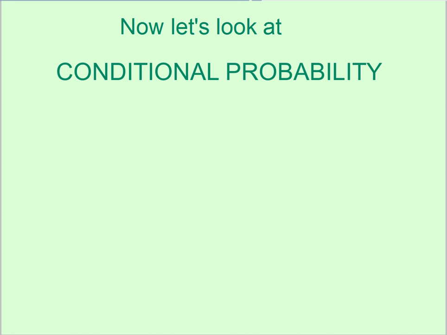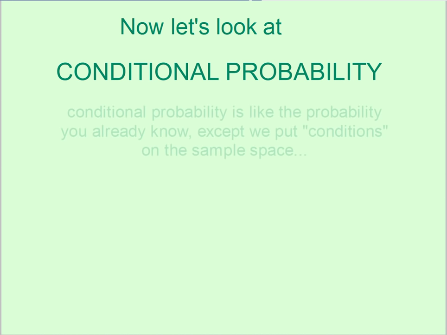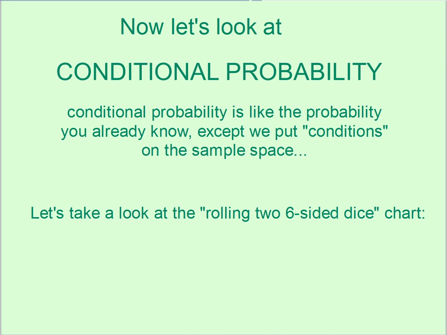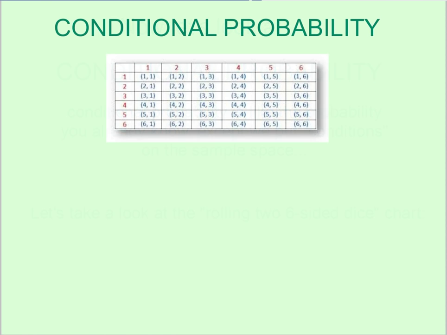So let's take a look at conditional probability. Conditional probability is really similar to the probability you already know, except we're going to put conditions on the sample space. We're actually going to change the sample space. So let's take a look at our rolling 2 dice chart.